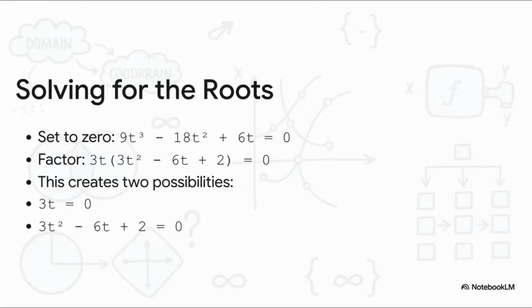So let's follow that advice. First, we set our function equal to 0. Then we look for something we can factor out. In this case, we can pull out a 3t. And look what that does. Now we have two things being multiplied together to equal 0. And the only way that can happen in math is if either the first part is 0 or the second part is 0. We just turned one big, ugly problem into two much smaller, manageable ones.